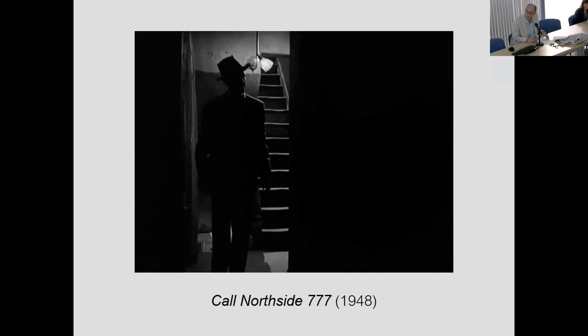In Call Northside 777, Jimmy Stewart plays a reporter who's looking for a woman who was a witness to a crime many years ago. She's living in a cheap apartment building, and the hallway outside her apartment looks like this. The idea is that the space is illuminated by this particular fixture, which is already decades old, installed at a time when a building might have received gas or electric lighting. So it isn't just that the movie is using the lighting to represent the world of the 1940s. It's using lighting, along with set design, to represent a particular location within the world of the 40s, a location that's visibly obsolete.